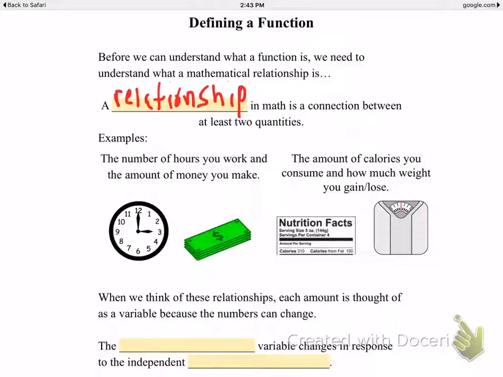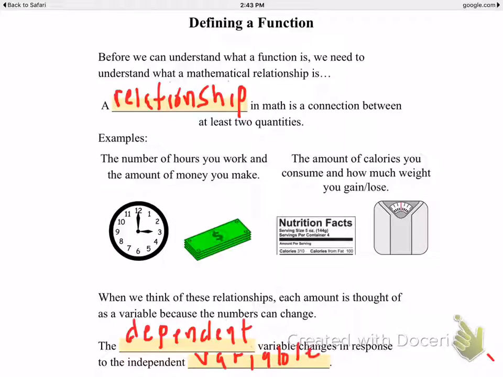When we look at these relationships, each quantity can be called a variable because these numbers can change. So we have the dependent variable and we have the independent variable. The independent variable is what stands by itself. It's the number of hours you work. It isn't affected by anything else. The dependent variable is what changes in response to the independent variable. So we're going to have the dependent variable here and the independent variable here.